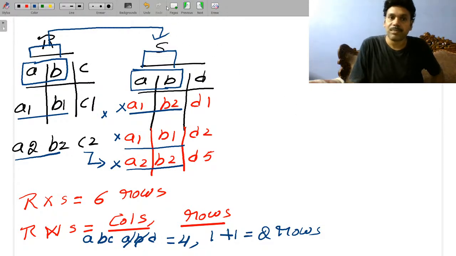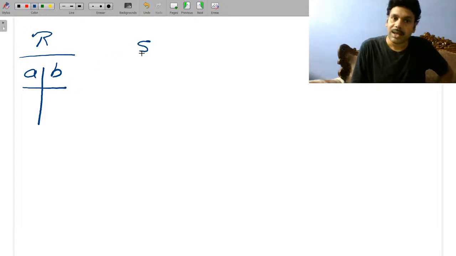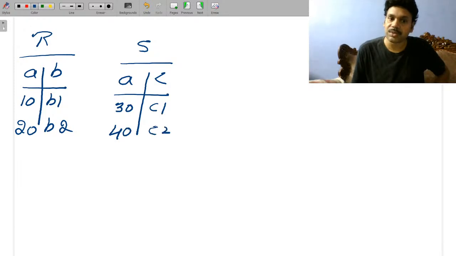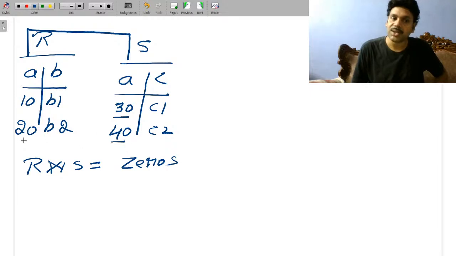So come to the next example. The next example is when I am saying R(A, B) and S(A, C), and there is some tuple set existing: 10, B1 and 20, B2, and here 30, C1 and here 40, C2. We are all guessing that our natural join is going to give you 0 rows, even though the column is common, we do not have equivalent mapping.